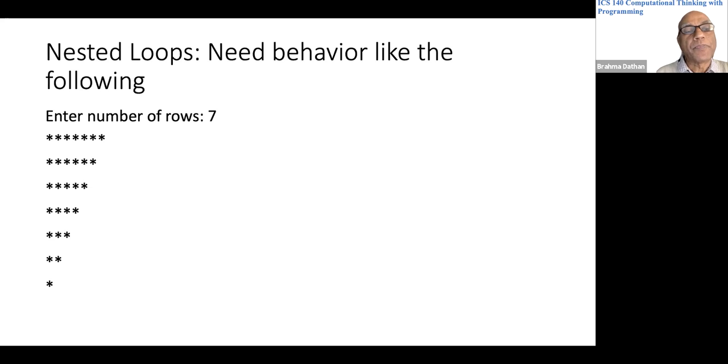How do I do this? I cannot really have a single loop. Of course, if I really wanted just 7 rows, I can have 7 print statements. But here, the number of rows is a variable. It can change from execution to execution. So I need a loop. And you can see that that loop will print 1 row in each iteration. But then what do you do for each iteration? You have to print different numbers of stars. So you need to do a little bit of analysis.